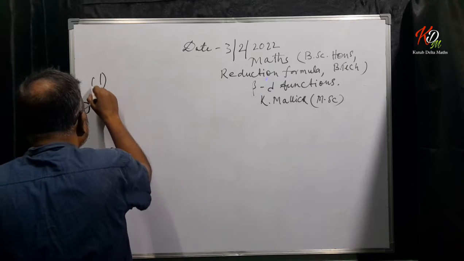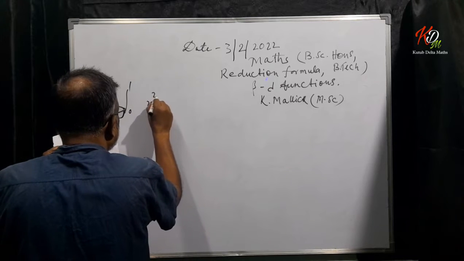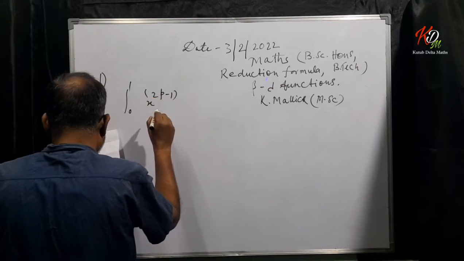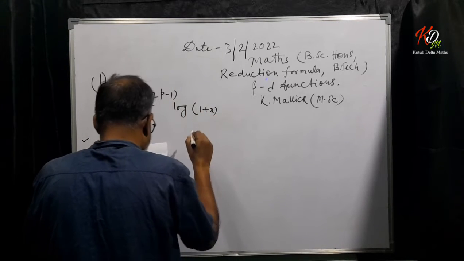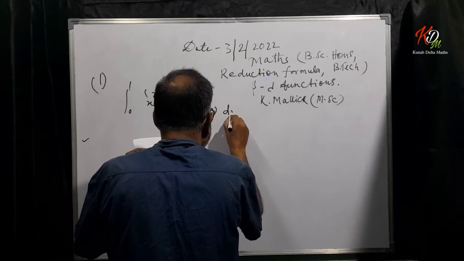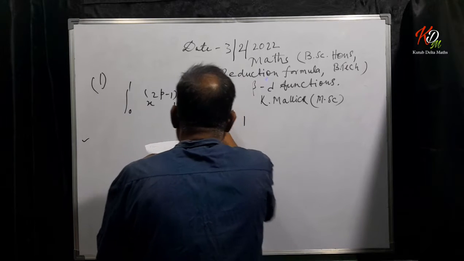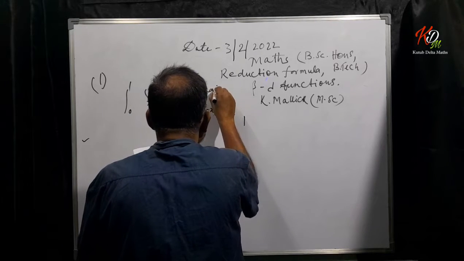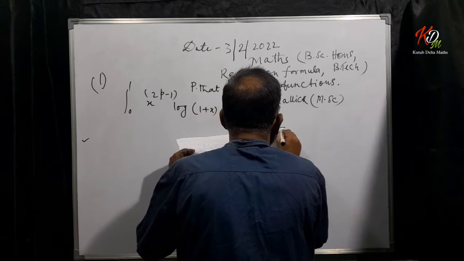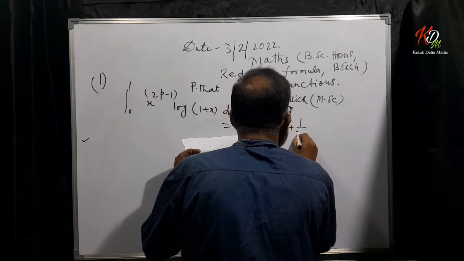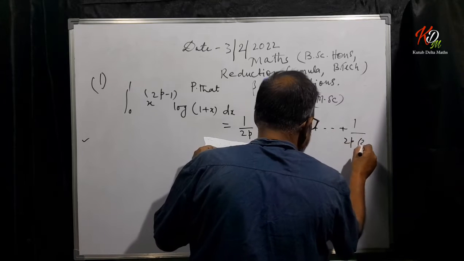Number 1. Prove that the integral from 0 to 1 of x to the power 2p minus 1 log of (1 plus x) dx is equal to 1 by 2p times (1 by 1 into 2, plus 1 by 3 into 4, and so on, up to the last term 1 by 2p minus 1).